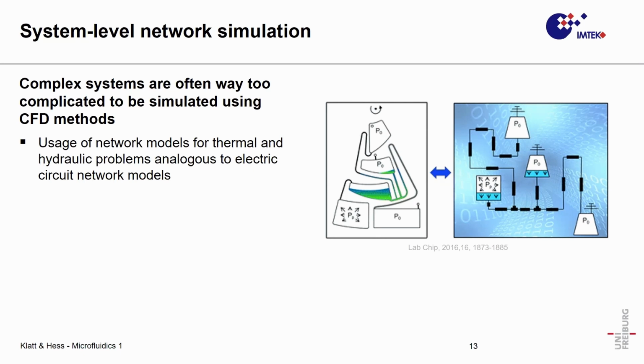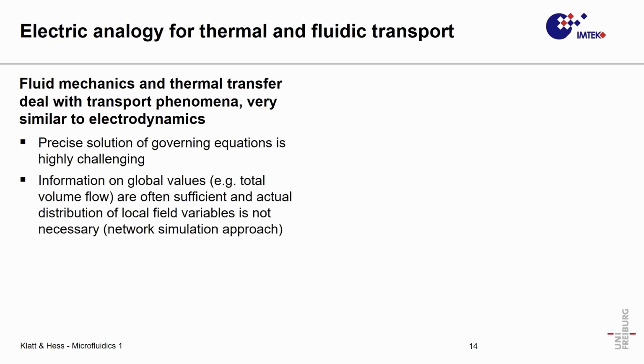And to construct these networks, we can use the electric thermal or the electric hydrodynamic analogy. And this is based on the concept that fluid mechanics, as well as thermal transfers, deal with transport phenomena that are very similar to electrodynamics. And this means that the precise solution of the governing equations is highly challenging. So for fluidics, that would be the Navier-Stokes equation. For thermal effects, that would be the energy conservation, for example. And in electrodynamic systems, that would be the Maxwell equations.